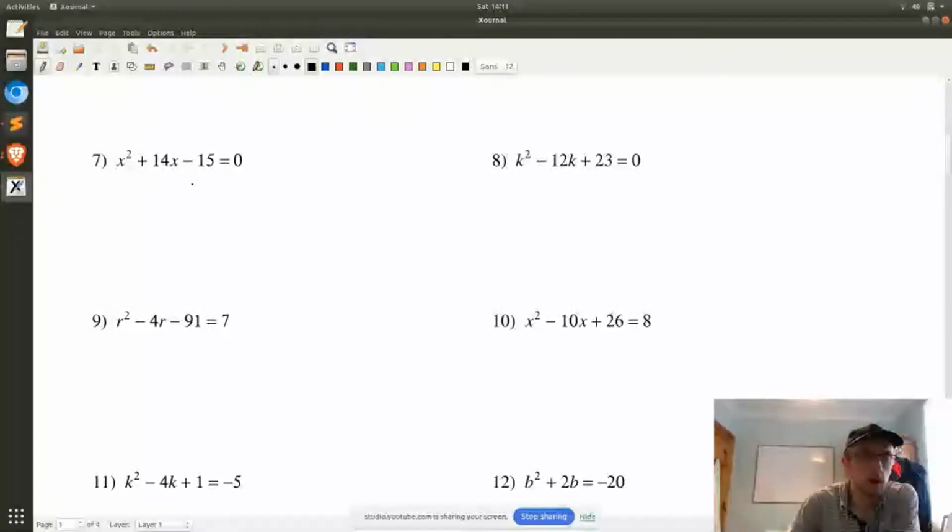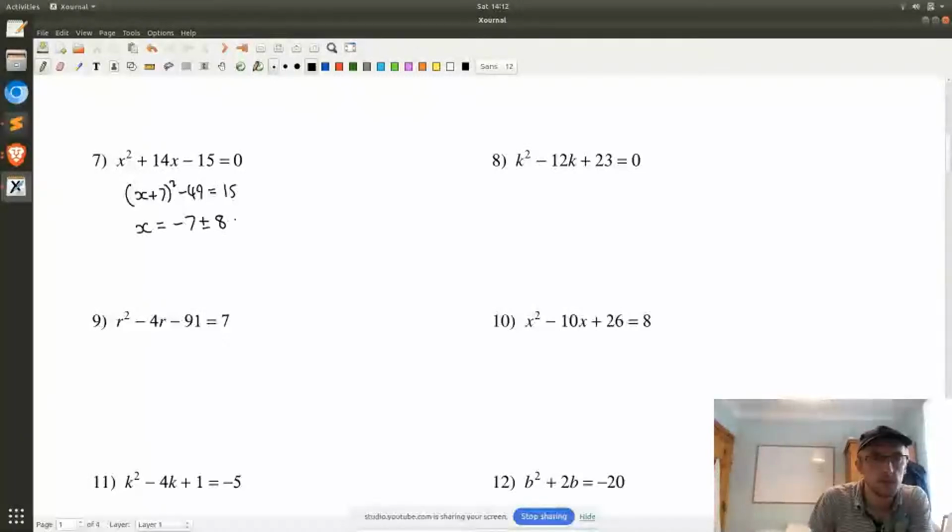Okay, a bit faster now. x add 7 all squared equals... Well, maybe it'll get harder to say. Now move it over. So 64, root that, plus or minus 8, minus 7 plus or minus 8. So that's equal to minus 15 or 1.